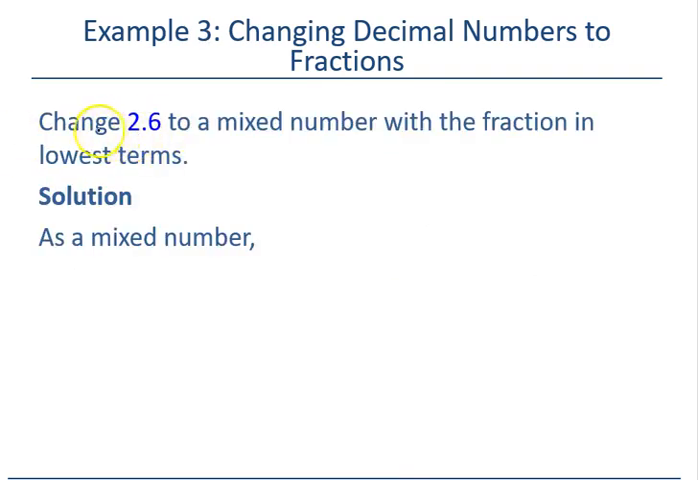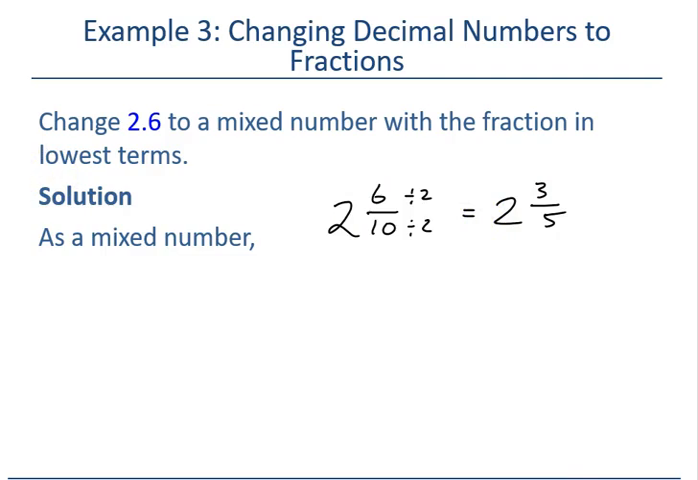Change 2.6 to a mixed number with the fraction in lowest terms. Well, we've got 2 here. That's going to be a whole number. 6 here is in the 10th place, so that's going to be 6/10. But notice we can divide the top and the bottom by 2. So continuing on, we're going to get 2 and 3/5, and that's how we would change that into a mixed number. From here you can go wherever you want. You can go to an improper fraction, and then in just a second I'm going to show you how to turn this into a decimal.